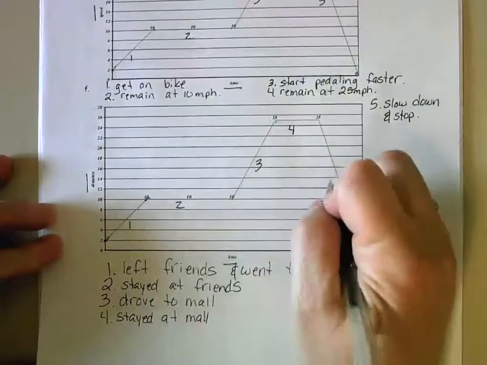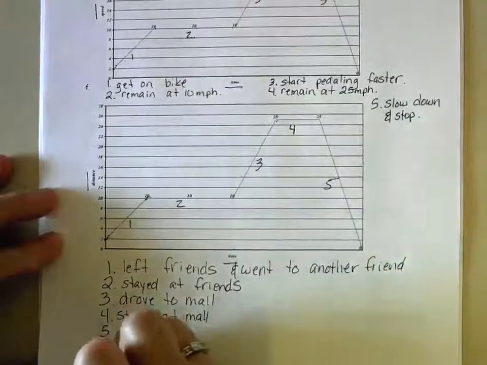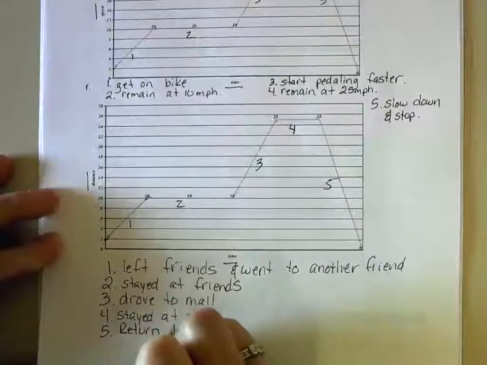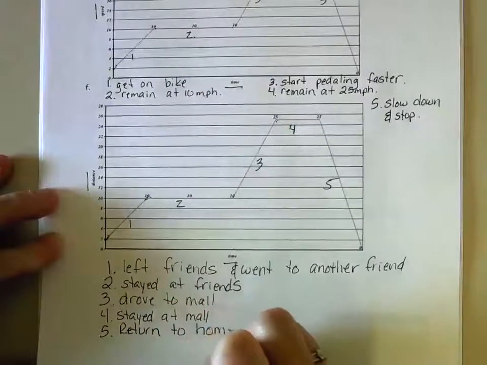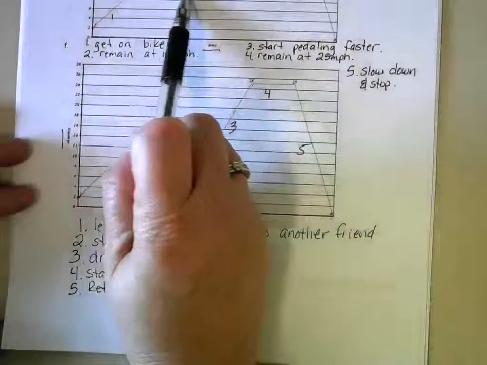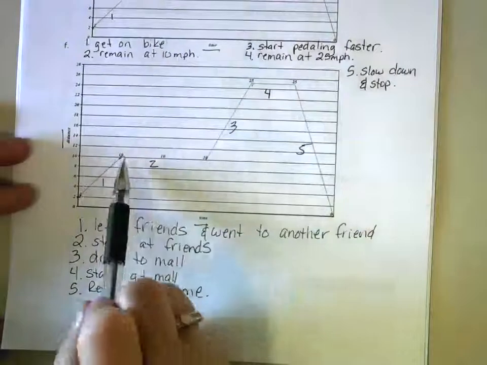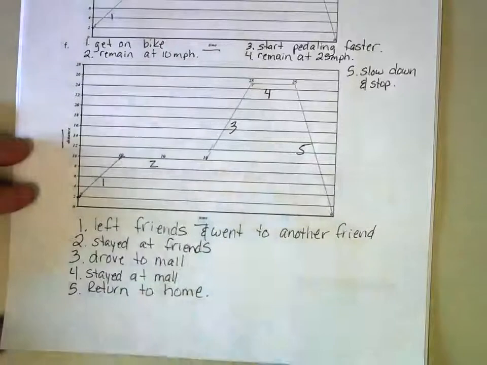And then number 5, you returned to 0. And we said that in the original part of this question that was your distance from home. And so then you return home. So right here, this means speed remains constant, so you were at 10 miles an hour. And this meant the distance remained constant, so you stayed 10 miles from home.